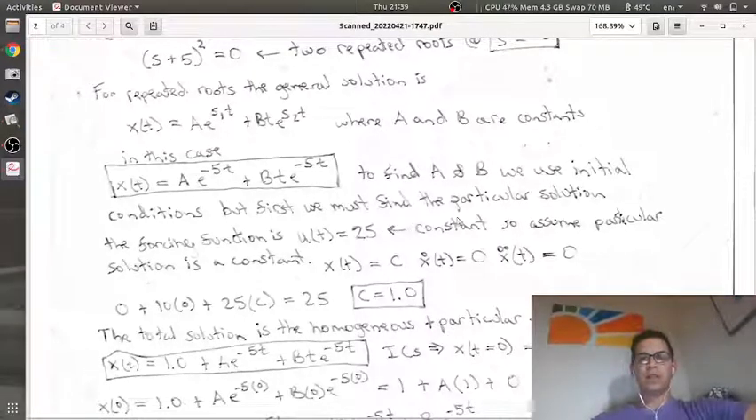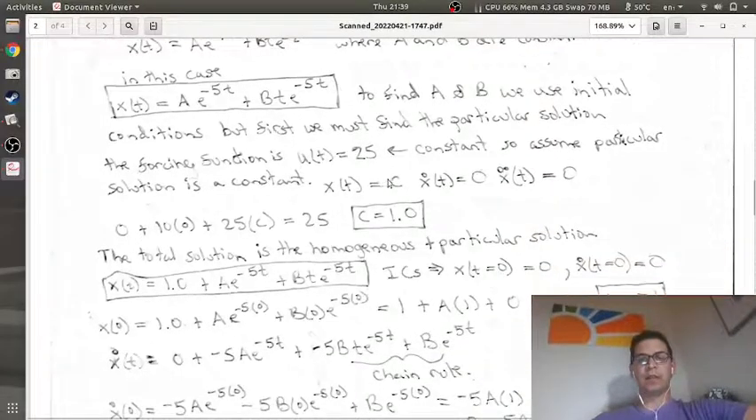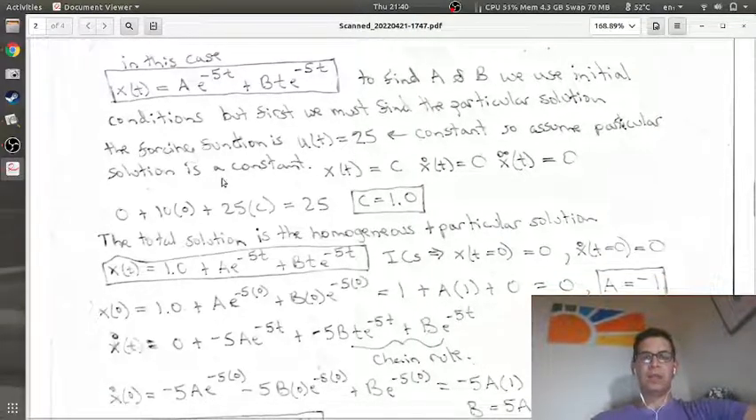That is a constant, so you assume the particular solution is also a constant. And so x is c, that constant. The derivative of a constant is 0, and the derivative of 0 is 0. So the velocity and the acceleration are 0 for this particular solution. So if you plug in these three values into the equations of motion, x double dot is 0, plus 10 x dot, that's 0, plus 25x, x is c. So those two cross out and you get 25c is 25, and so in this case c is 1.